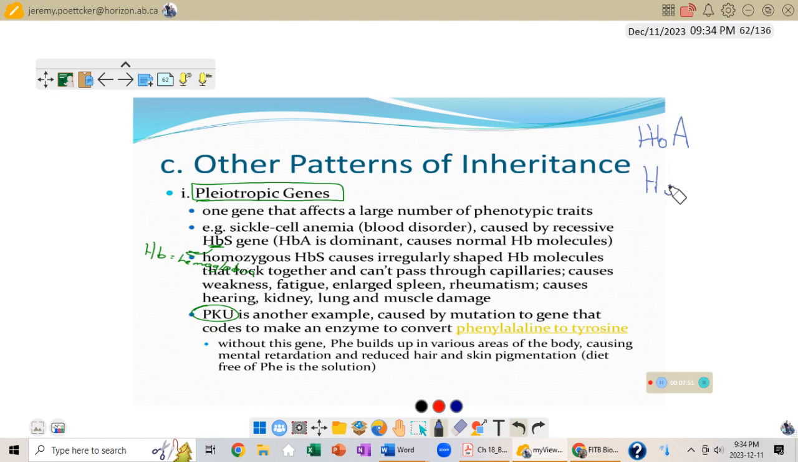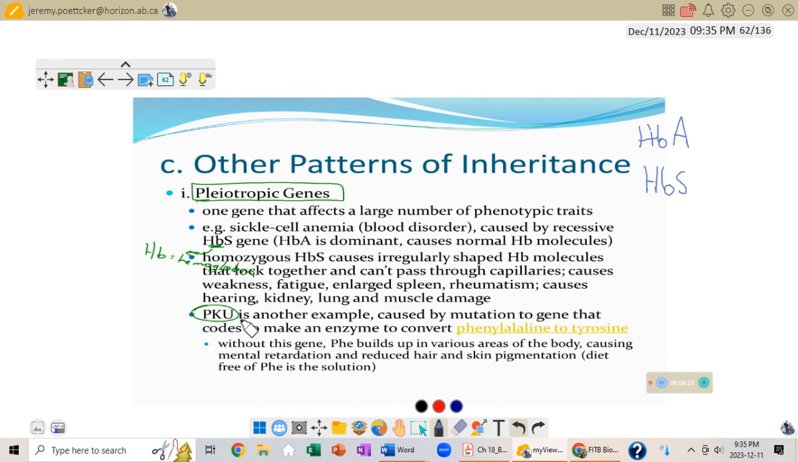If they have two copies of the HBS, they don't use the proper set of lettering, where it should all be the little letters for the recessive trait. But if somebody has two copies of this HBS gene, the sickle cell hemoglobin, it's going to cause irregularly shaped hemoglobin molecules, and these lock together and won't pass through capillaries. This causes weakness, fatigue, enlarged spleen, rheumatism, and all kinds of damage to the body as well.